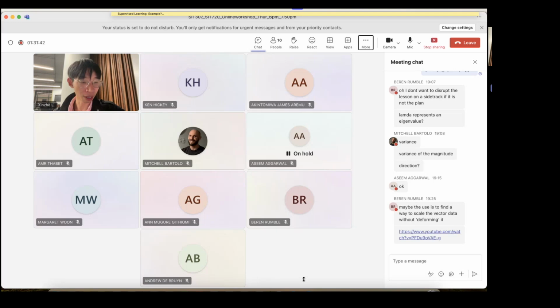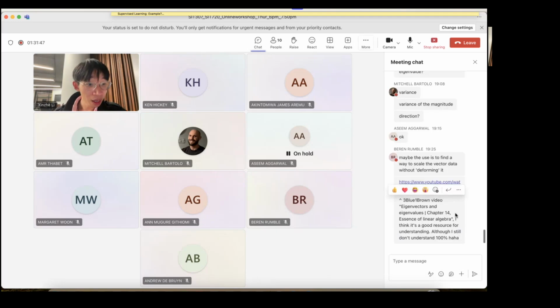Really happy to hear this question. That means I'm not alone. Let me see the variance. Maybe the use is to find a way to scale the vector data without deforming it. Essence of eigenvectors and eigenvalues, I think, is a good resource. Yep, 3Blue1Brown is really good for visualization of this vector and matrix transformation.